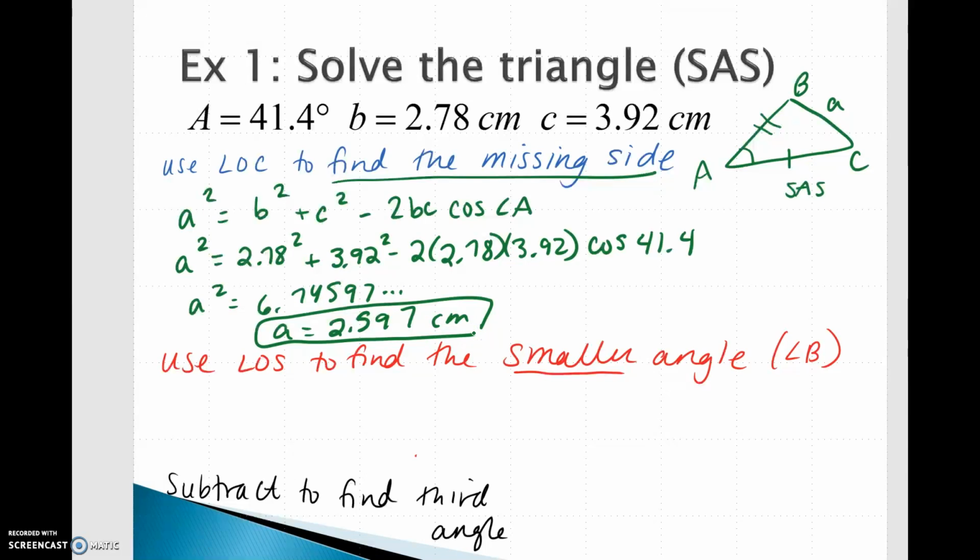Now we need to use law of sines to find the smaller angle. Now you might be wondering why it matters. This is a very important detail. There are two unknown angles left, and it's possible that one of them is obtuse. So if we use law of sines to find the smaller angle, we are guaranteed the smaller angle is acute.